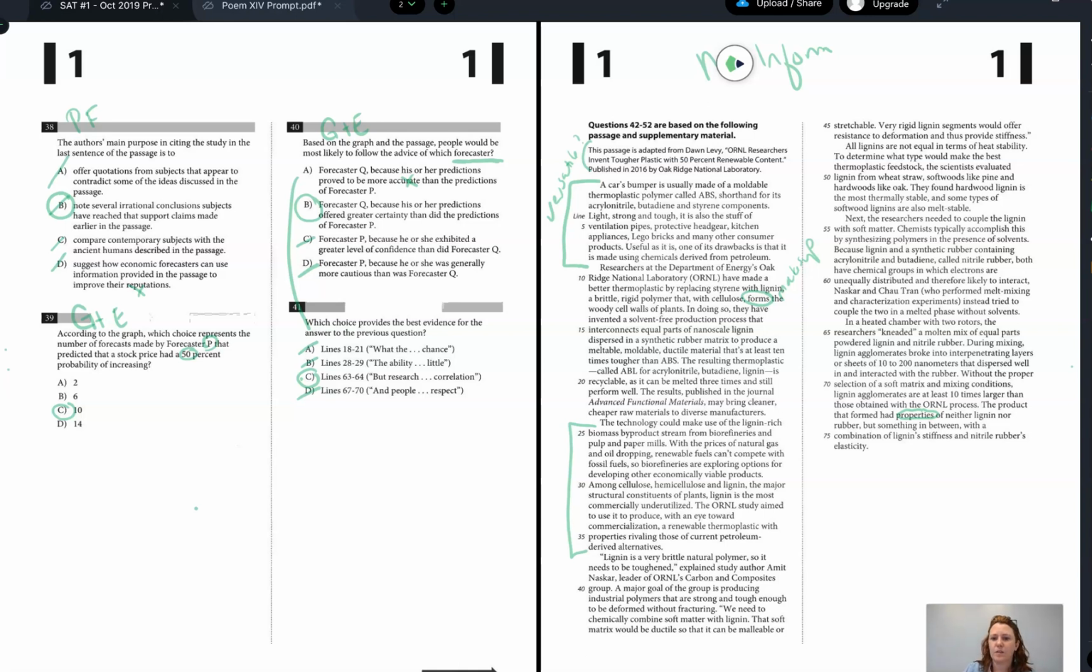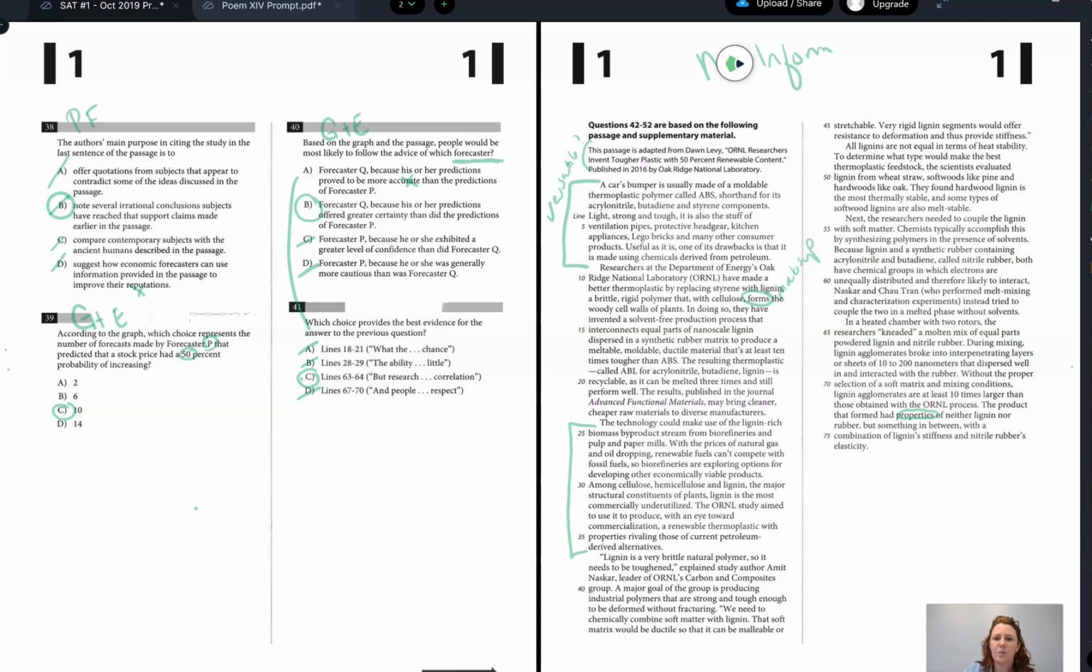In doing so, this is back to the team, they have invented a solvent-free production process that interconnects equal parts of nanoscale, or really tiny, lignin dispersed in a synthetic rubber matrix to produce a meltable, moldable, ductile, I don't know what that word means, that's a ductile material that's at least 10 times tougher than the original ABS.